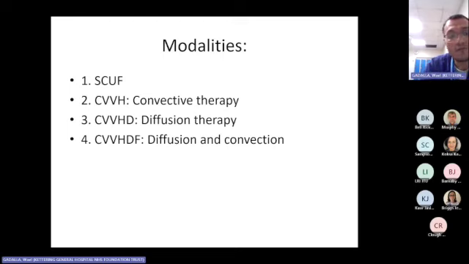And if we have hemodiafiltration, we combine both mechanisms, so continuous veno-venous hemodiafiltration. Continuous hemofiltration is a part of convection therapy, when we give solvent and then drag the waste with this solvent. And CVVHD is basically a diffusion therapy where there is a countercurrent fluid pass and the waste is moved from a higher concentration in the blood to a low concentration in the dialysate fluid.